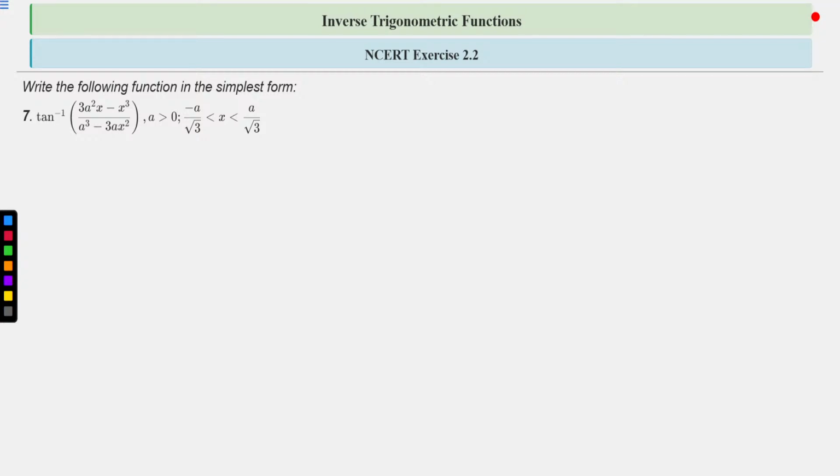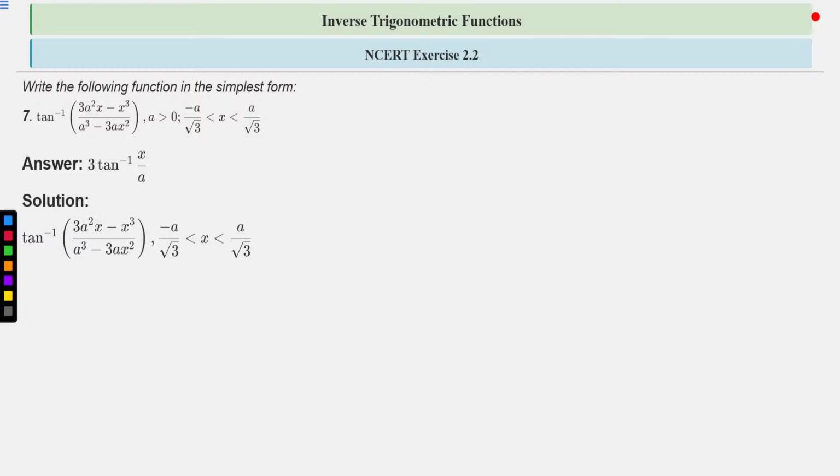So our expression is tan inverse of 3a square x minus x cube upon a cube minus 3ax square, right? When x is between minus a by root 3 to a by root 3. So the correct answer will be 3 tan inverse x by a, right? The correct answer will be 3 tan inverse x by a. Let us see.